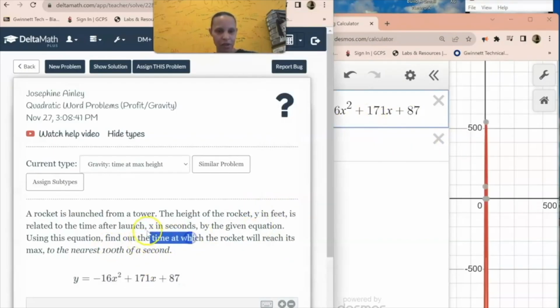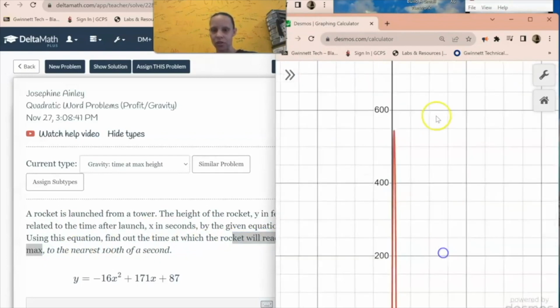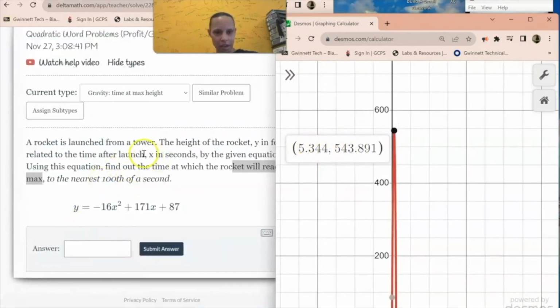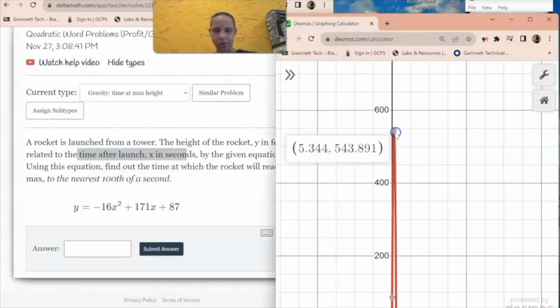Find the time. So I need to know what time is. Time is what? X. So I'm only looking at X. Where the rocket reaches where? Maximum. So that means I need the maximum. So you got the maximum of the graph. You have 2 numbers there, right? You have the maximum right here. And I need that x value because I need time. So I'm going to say x value because of time. It gets to the maximum point. So maximum point by definition is the top of the graph.